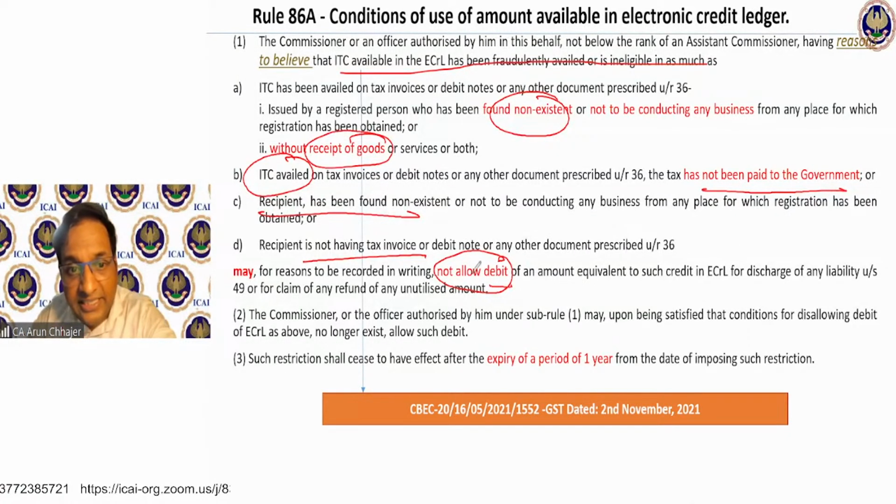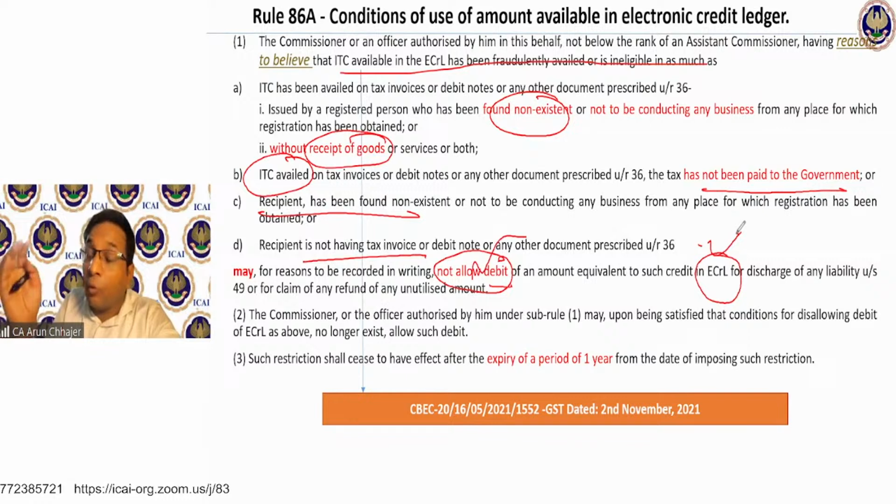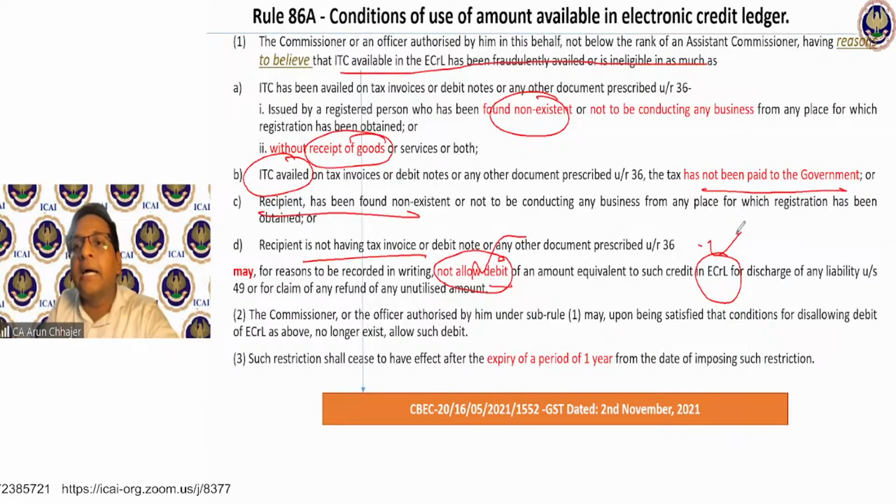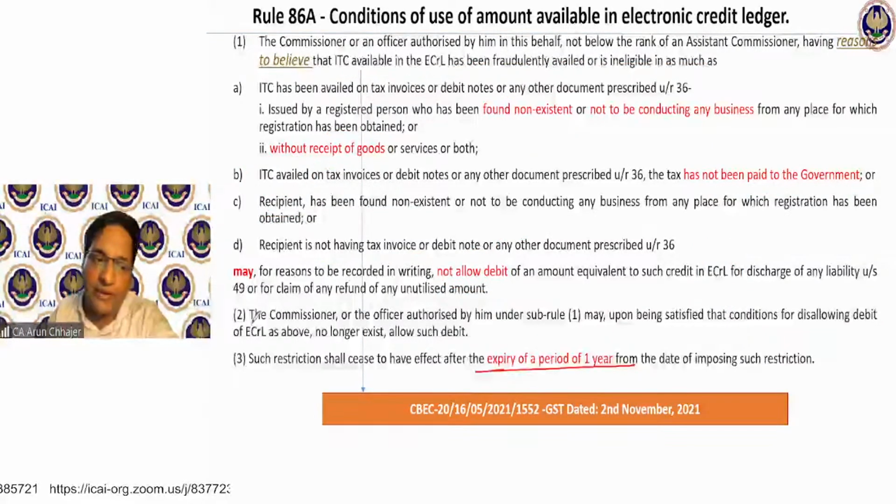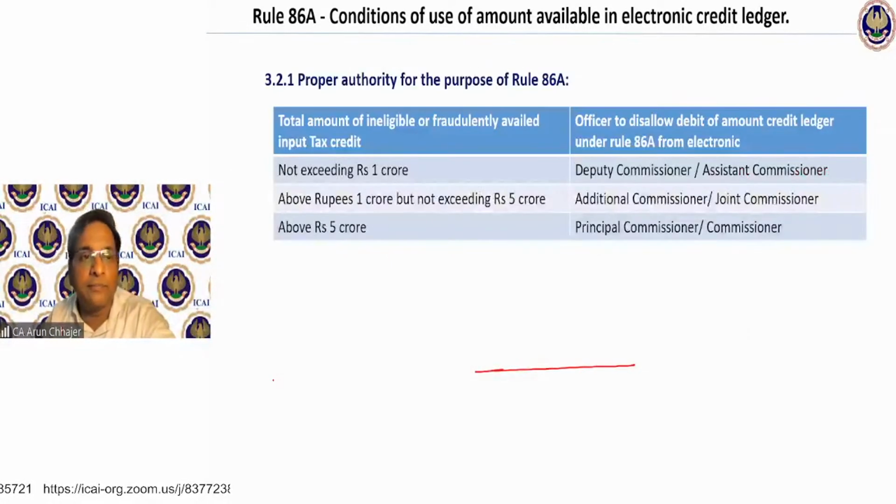What does it mean, debit to the electronic credit ledger? It means whatever ITC is available in my credit ledger, I cannot use it for making the payment. This restriction will be available for 1 year only, and they have given the bifurcation that for not exceeding 1 crore, etc., these would be the designated officers.